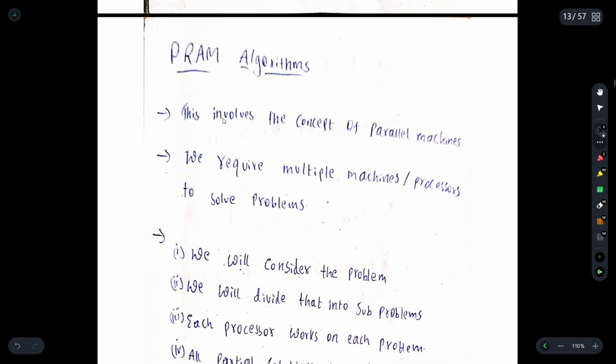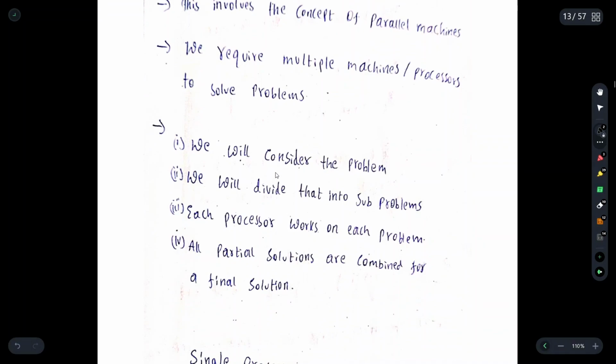So what is a PRAM algorithm? A PRAM algorithm is an algorithm which runs on a parallel machine. In the previous concepts the whole algorithm runs on one particular machine, whereas in PRAM algorithms we involve the concept of parallel machines. So we require multiple machines to solve the problem.